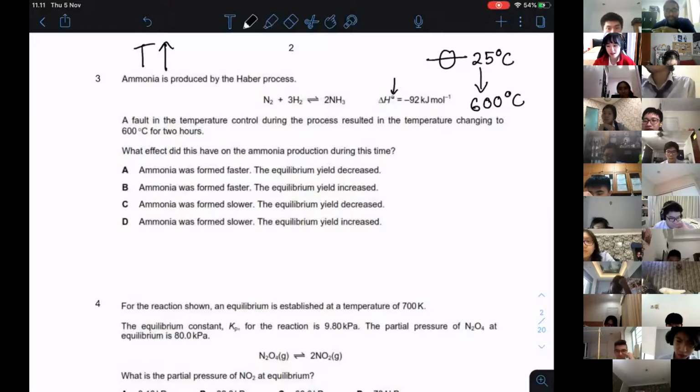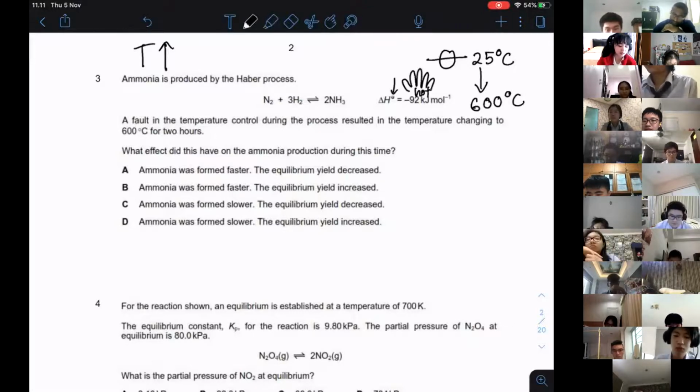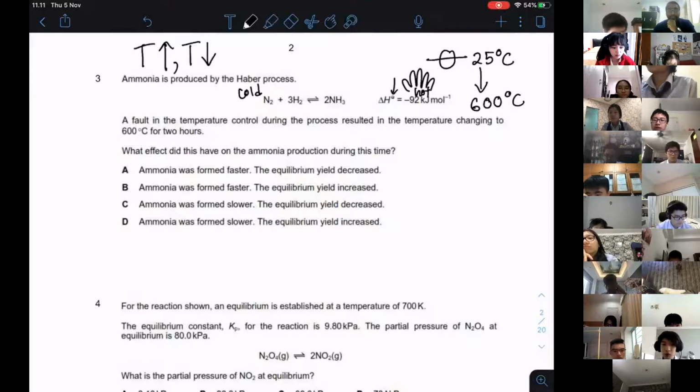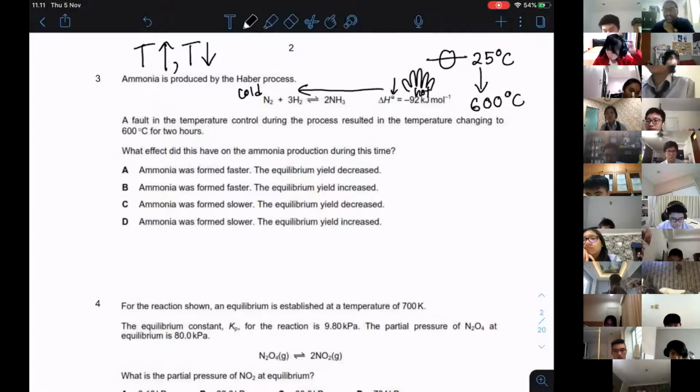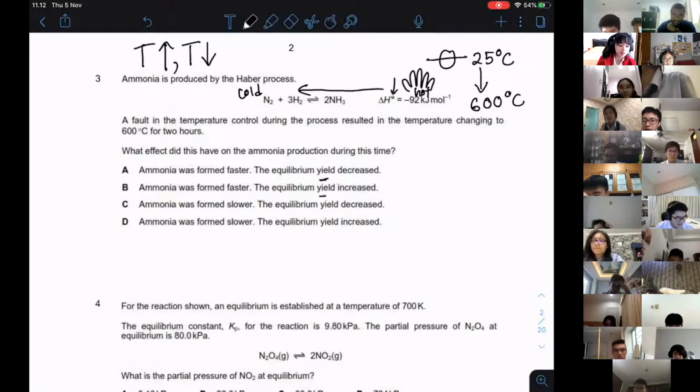So what they need to do, let's actually do the same thing. Put the hand. This is hot. This is cold. When you increase the temperature, according to LCP, you bring the temperature down. How do you bring the temperature down? By hot changing into cold. So the position is moving to the left. When it is moving to the left, we are talking about equilibrium yield of the ammonia, because they say ammonia. Ammonia will become less. So yield must be decreased, cannot be increased.